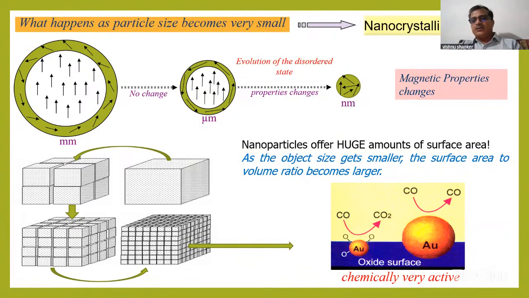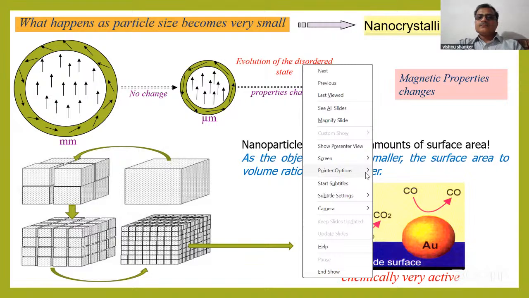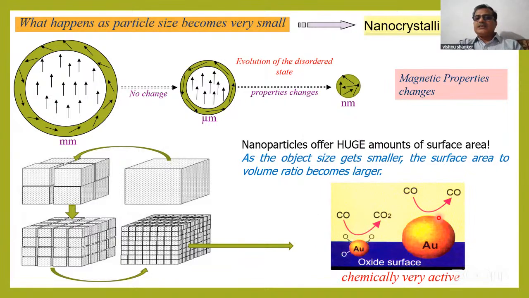For example, here it is given in the cartoon image. As you can see, here is the gold bulk particle. In the bulk particle, the carbon monoxide cannot be oxidized to carbon dioxide. But when you change to the gold nanoparticle, it is able to oxidize carbon monoxide to carbon dioxide. This is due to the highly chemically reactive gold nanoparticle, and you get this because of its high surface area. High surface area gives it a high surface energy.